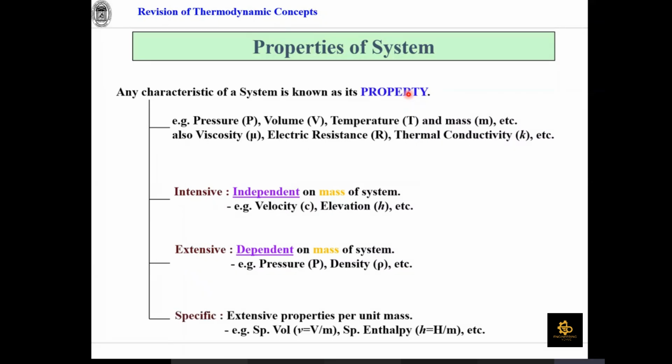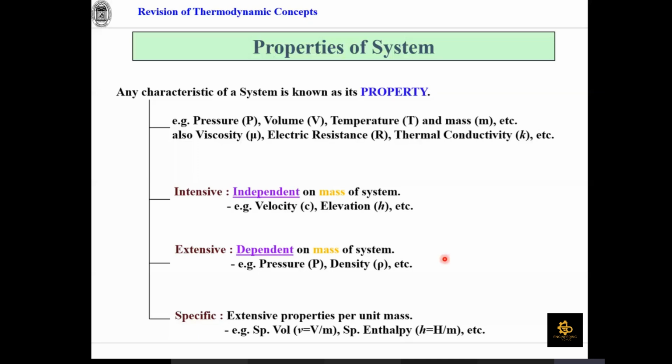Then there will be types of properties. First, we call them intensive properties, which are independent of the mass of the system. For example, your velocity, elevation, height. These are independent of the mass of the system. Then there will be extensive properties, which are dependent on your system mass. That is the pressure, and then there will be density, and any other property that is dependent on the mass is an extensive property.